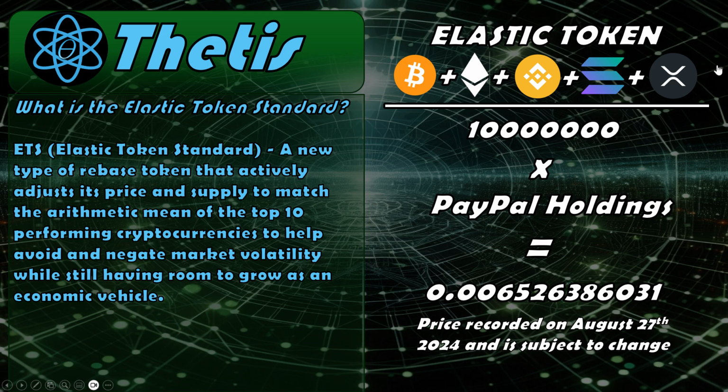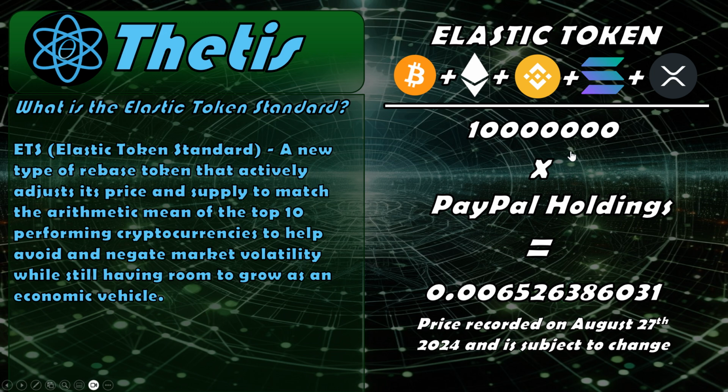So if we look at the little diagram here, this is the Elastic token and how it's roughly calculated. So we take the top 10, there's only 5 here just for space. We take the top 10 by market cap and we sum up their current value, their current price. We divide that number by 100 million and we multiply that by the PayPal holdings.